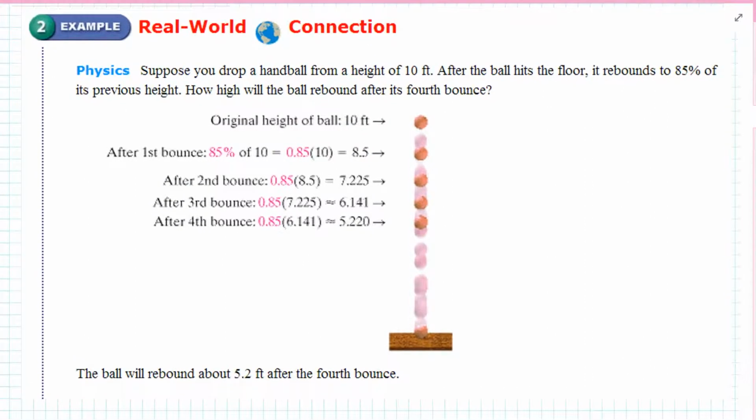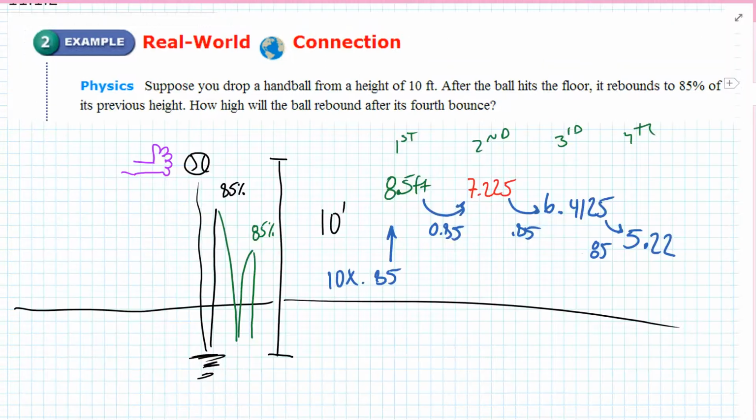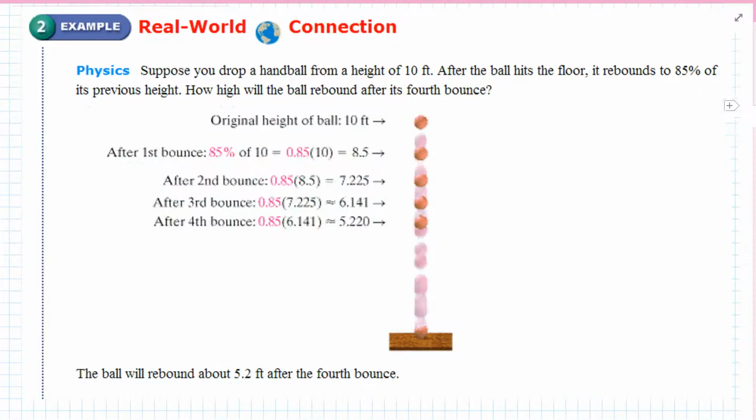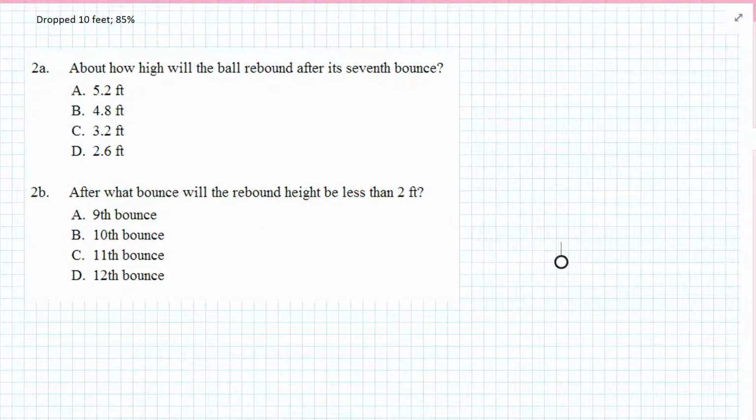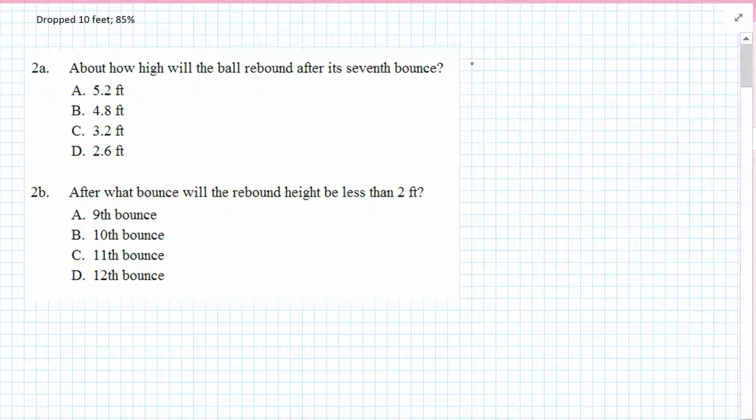So suppose you drop a handball, and this is the same example, and then just talking it through. So the ball will rebound 5.2 feet after the fourth bounce. Okay, just like our example showed. All right, how high will the ball bounce after its seventh bounce? It dropped 10 feet initially. Okay, so we know we're going to multiply that by 0.85 every time.